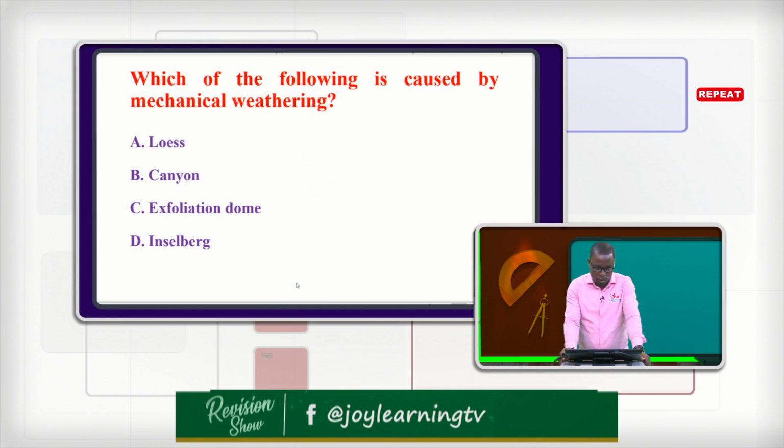Please, the answer is C. C. What is there? Exfoliation dome. Exfoliation dome. Thumbs up. Wisdom, Charlie, you are a good student. Keep studying hard, okay? And keep watching Joy Learning.